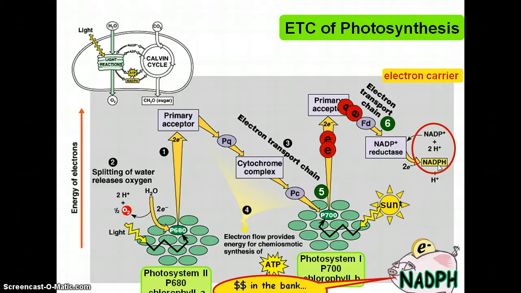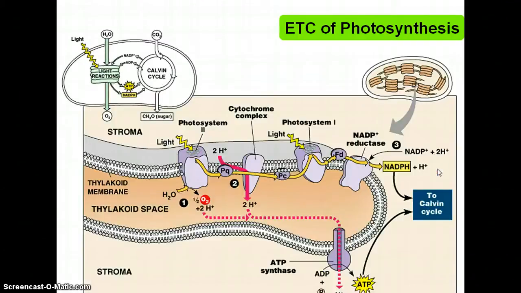So you can think of the light reaction as actually storing electrons into the bank, and the bank is going to then be used in the Calvin cycle in the light independent reactions. And this is the summary of all that we've just been going through here.